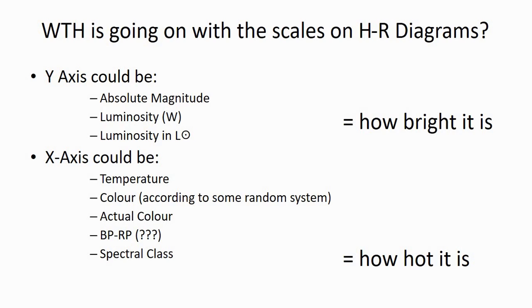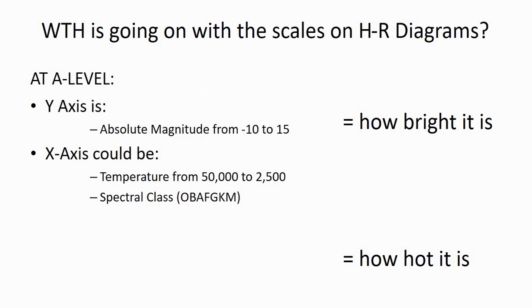When you're doing how hot it is, you can do temperature, colour according to some traditional system, actually a description of its colour, BP minus RP, don't even know what that is, and spectral class. Lots of different options. But at A level, these are the ones you need to know. Absolute magnitude goes from minus 10 at the top. Remember, absolute magnitude is an inverted scale, so minus 10 is a very bright star, to 15 at the bottom.